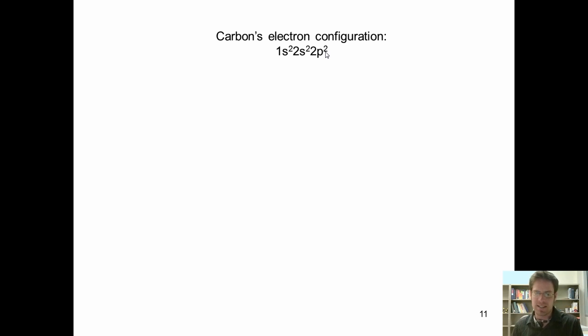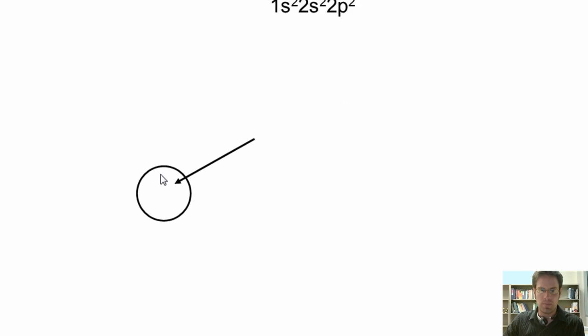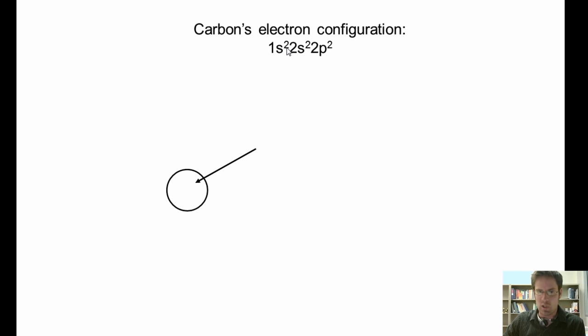Now let's see if we can assemble a carbon atom one layer at a time. We'll imagine that carbon's nucleus looks like this. This is where its neutrons and protons are located. This nucleus is surrounded by a 1s orbital. Now if you look up here, you see how it says there are 2 electrons that occupy that 1s orbital? There they are. These are core electrons.